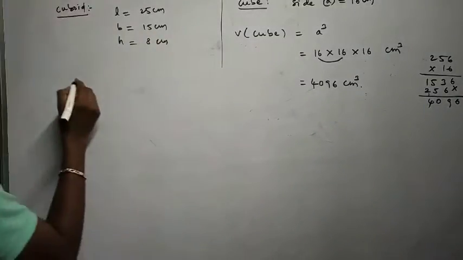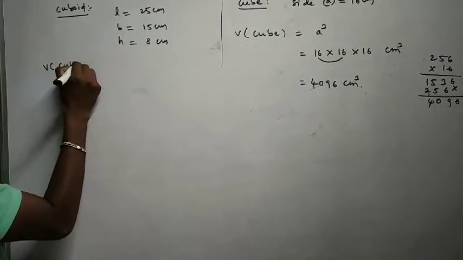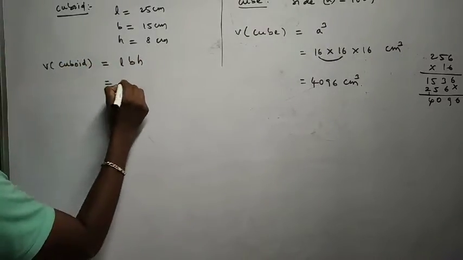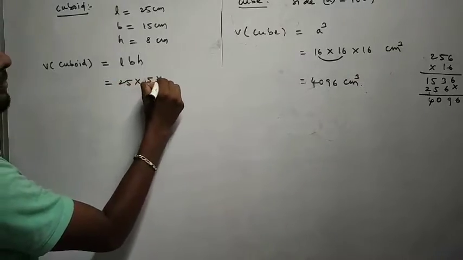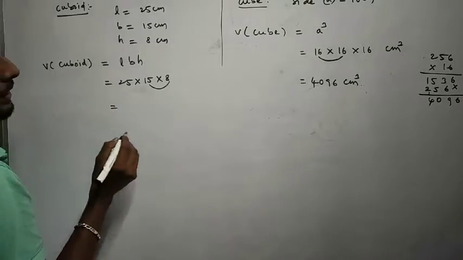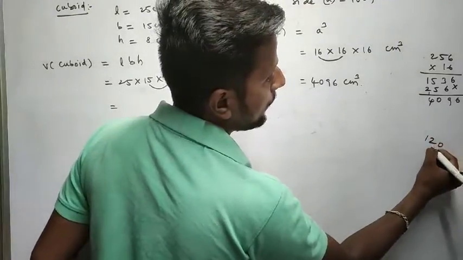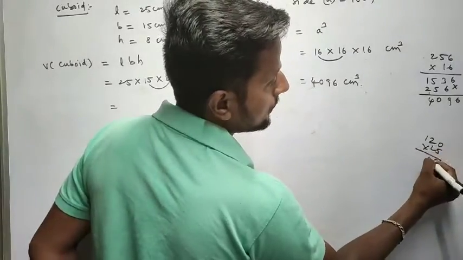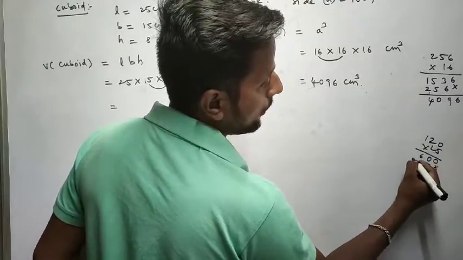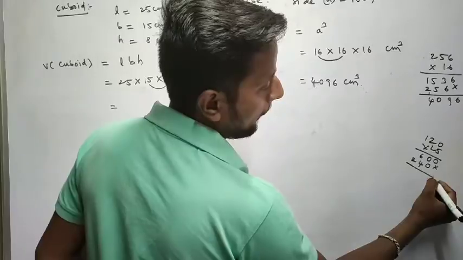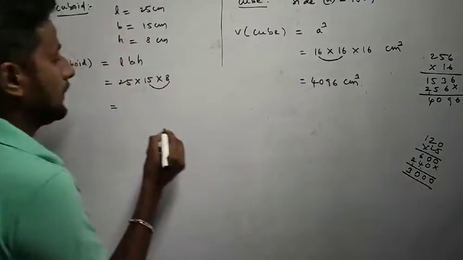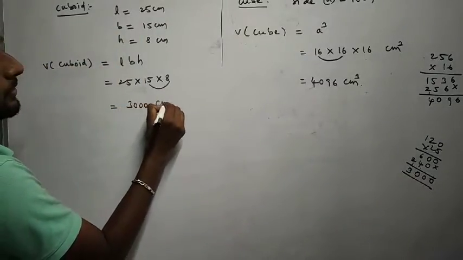Right. Now here the volume of a cuboid formula is l b h. So we'll write 25 into 15 into 8. 15 into 8 we know is 120. 120 into 25 is 3000. Yeah, so 3000 centimeter cube.